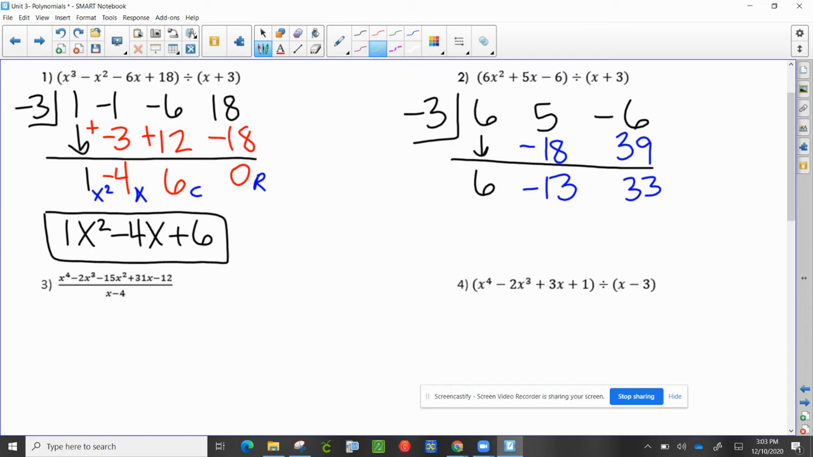So here's my answer here. We got our remainder of 33. Our constant term is 13. And our coefficient for our x is 6. So if I wrote that, it'd be 6x minus 13. And again, since my remainder is positive, I'll put plus. So plus 33 over our divisor, x plus 3.